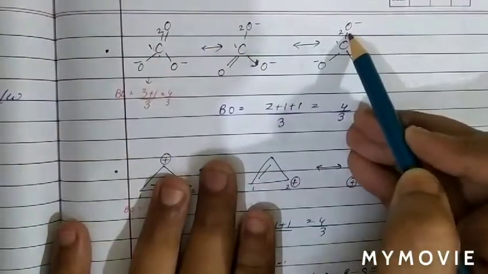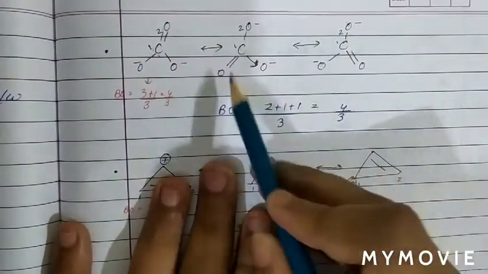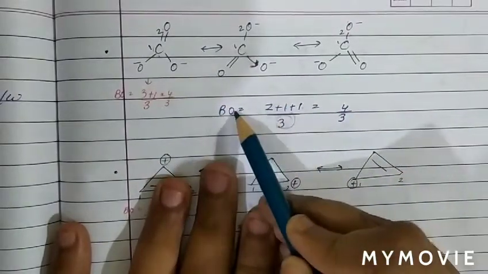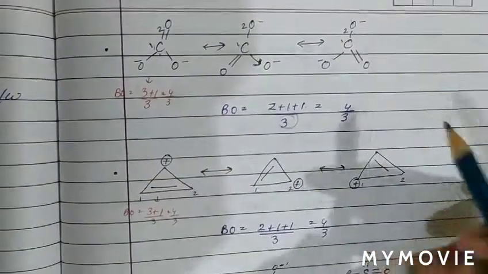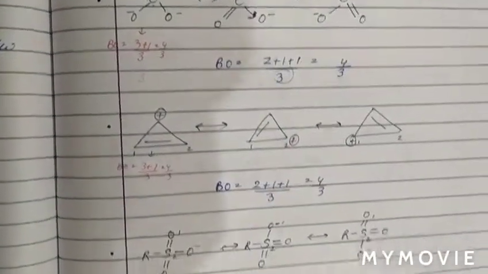2 bonds, 3 bonds and 4 bonds. So 2 plus 1 plus 1. And how many resonating structures are there? 3. Therefore bond order is 4 divided by 3.